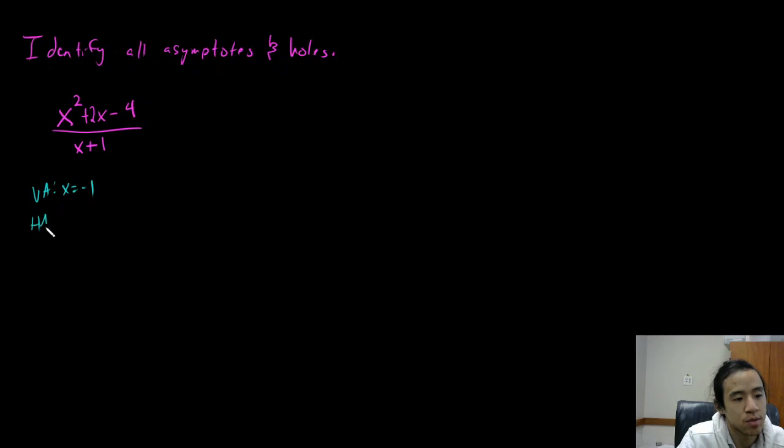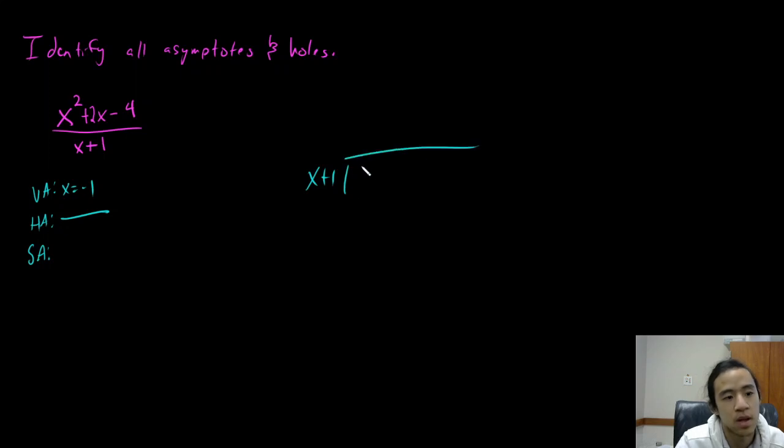So horizontal asymptote, let's see. So we have an x squared at the top and an x at the bottom. So we're not going to have any horizontal asymptotes. But this is actually a special case. If the top is just 1 higher than the bottom, so in this case 2 is 1 greater than 1, or for example, if you had an x cubed and an x squared, we're actually going to have what's called a slant asymptote. So what we have to do is long division. So let's go ahead and do long division, which I know is everybody's favorite thing to do.